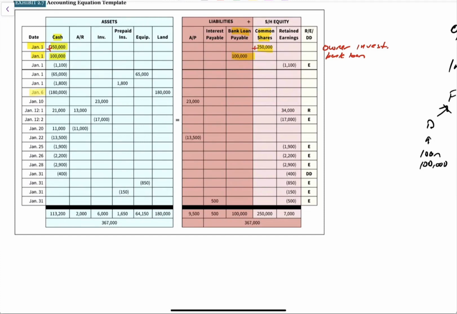Look at this one here. January 6th, minus $180,000 cash, land plus $180,000. What do you think this is? We paid for land. They purchased land. Amazing. And you only had a day and a half of accounting and you're able to figure this stuff out already. Wonderful.